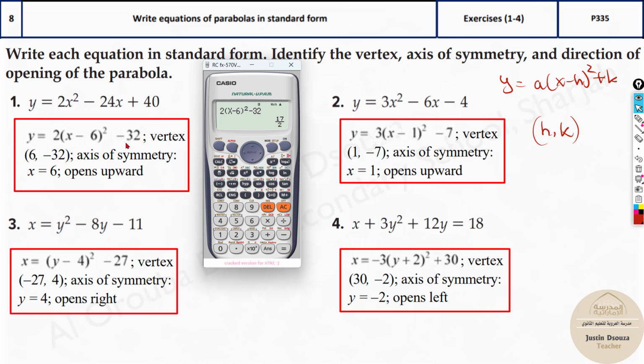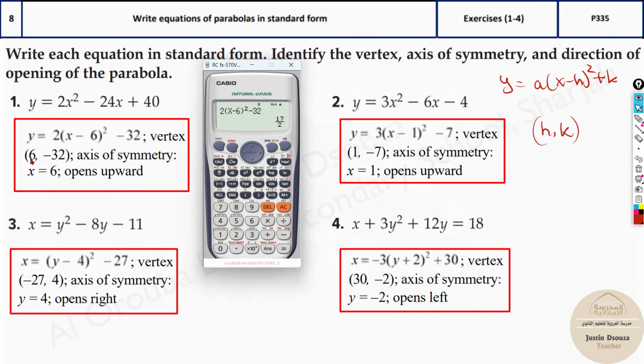Now one more thing, your answer must match this equation. Can you see this? a(x minus h) the whole square plus k. You can see x must have no coefficient. The coefficient will be outside the bracket. So 2 into (x minus 6) the whole square minus 32. Now from here you can easily tell which is the vertex. Minus 6, and this one you need to change the sign for the h value. That is the x value of the vertex. If it is minus 6, it will be plus 6. But this one as it is, minus 32 is the y value of vertex.